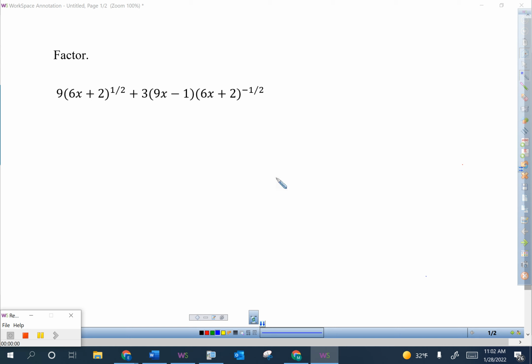Alright, this video is going to talk about how to factor expressions that have rational exponents. And more specifically, when we have rational exponents that end up having positive and negative values. First of all, I want to talk about what a rational exponent actually means.